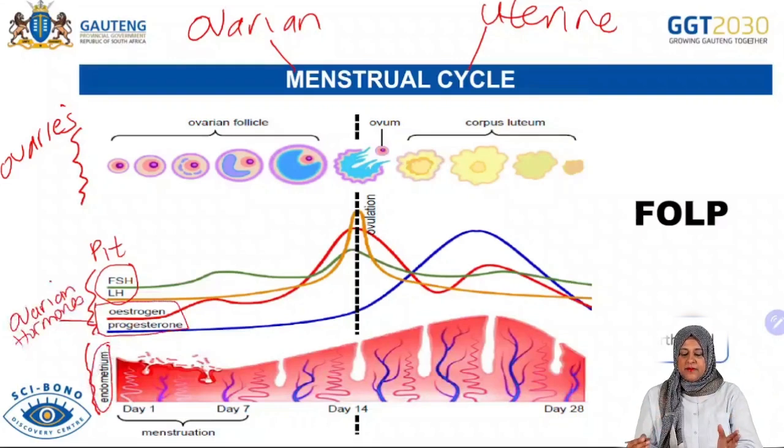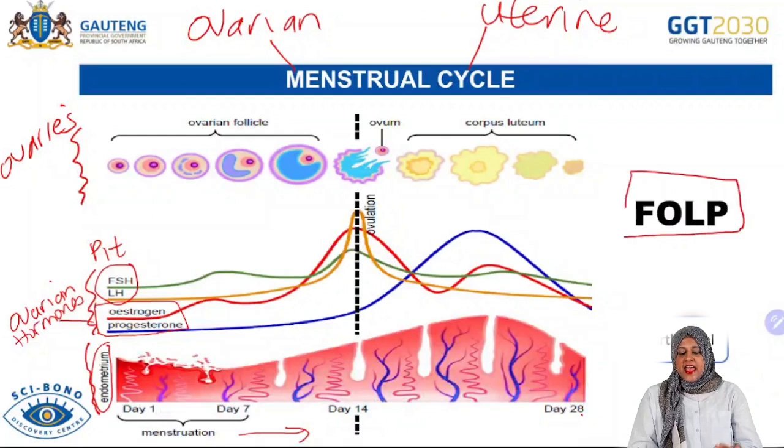Now you've unpacked this diagram. Let's look at what is happening. We're going to use this mnemonic called FOLP, and you need to learn this. So you start off with FSH, because remember we said during puberty, FSH is released by the pituitary gland. Now, when that hormone is released, it causes follicles in the ovaries to start developing. These are the developing follicles that are forming in the ovary. They produce the hormone estrogen. So if you look at the red line, you can see that as the follicle is developing, it's producing more estrogen.